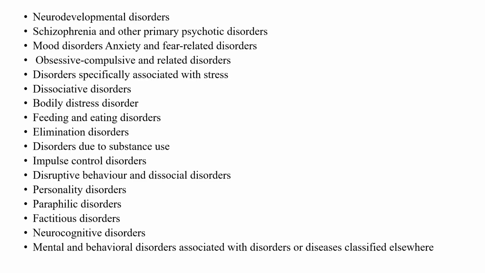And these are the disorders that are now included in ICD-11. So you have neurodevelopmental disorders, schizophrenia and other primary psychotic disorders, mood disorders, and anxiety and fear related disorders. They have clubbed these in one place. Obsessive compulsive and related disorders have been removed from the anxiety cluster and kept separate. And disorders specifically associated with stress. Dissociative disorders also have a new classification. Then bodily distress disorder, feeding and eating disorders, elimination disorders, disorders due to substance use, impulse control disorders, disruptive behavior and dissocial disorders, personality disorders, paraphilic disorders, factitious disorders, neurocognitive disorders, and mental and behavioral disorders associated with disorders or diseases classified elsewhere.